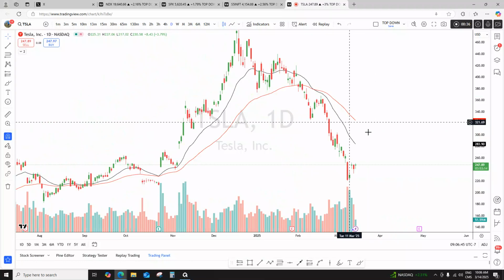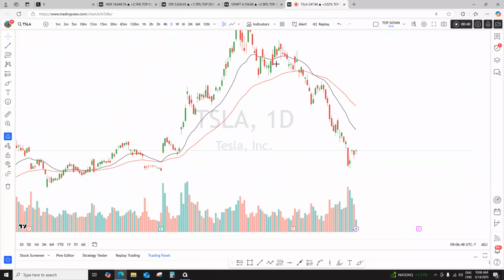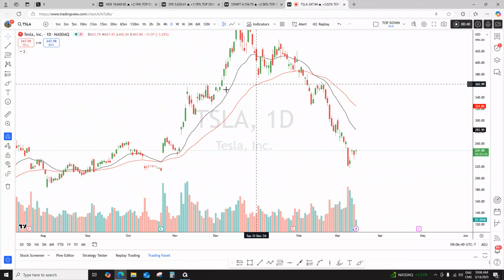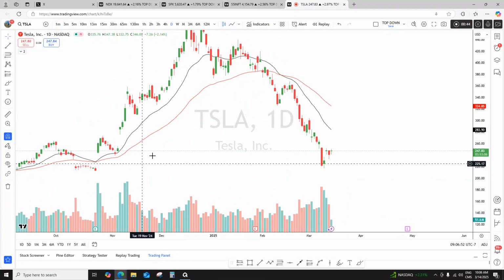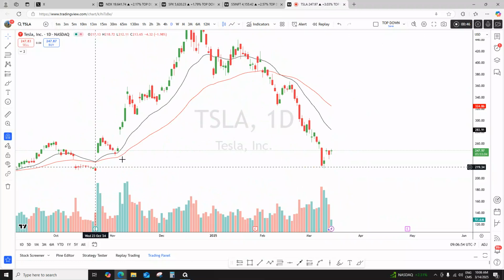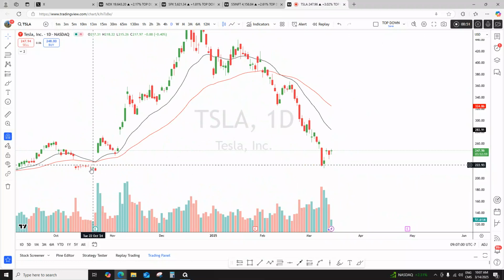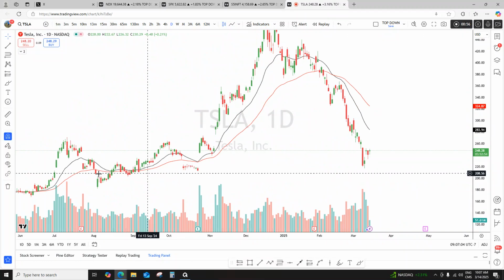Let's start the analysis. Black line is EMA 20, red line is EMA 50. And why this level and why this level was actually pushed by myself. I was continuously telling everybody that I am buying it.